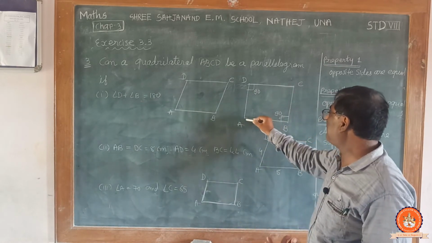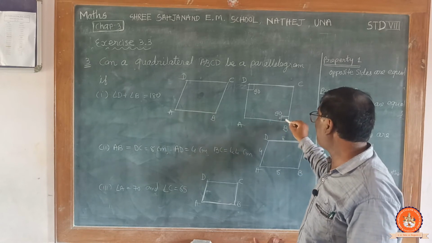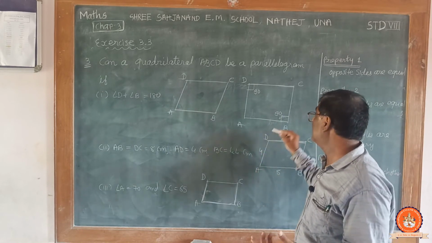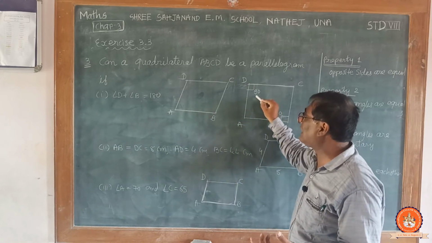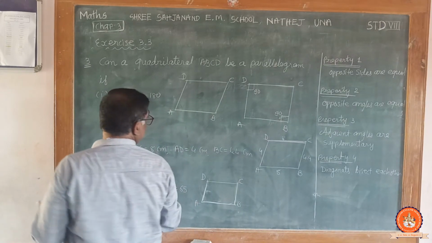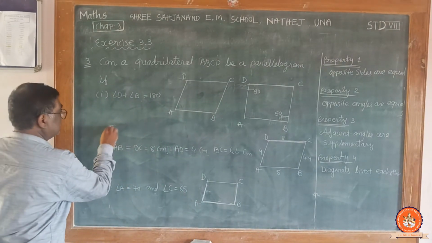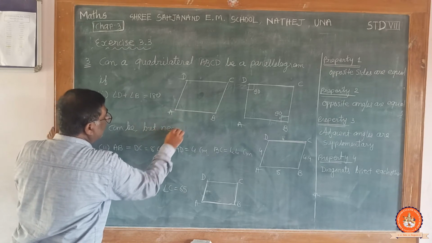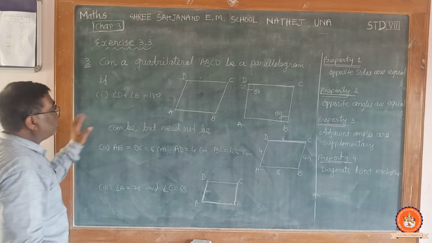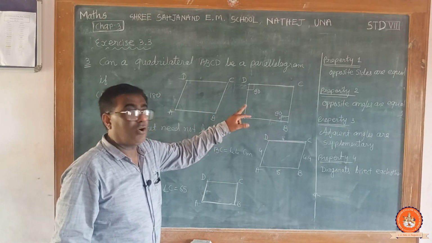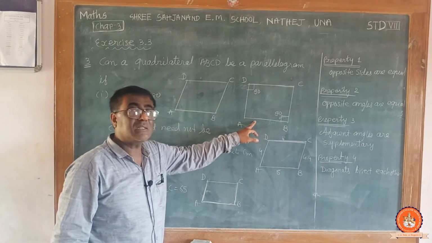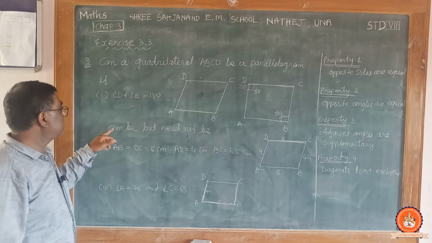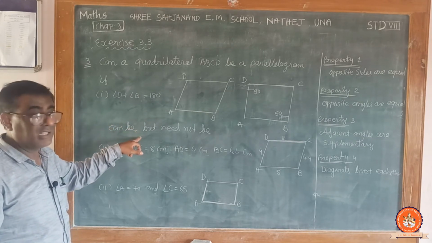But see, if in this type of parallelogram, opposite angles are equal and both are 90 degrees, then angle D plus angle B can be equal to 180. So the sum of the two can be 180, or it may not be 180. So it can be a parallelogram but need not be. The sum of opposite angles being 180 can occur in a parallelogram, but it is not compulsory that it be so.